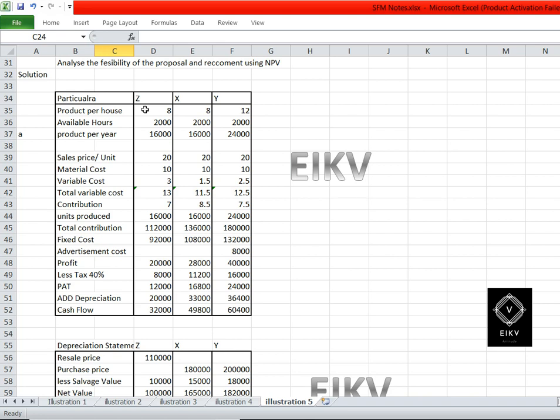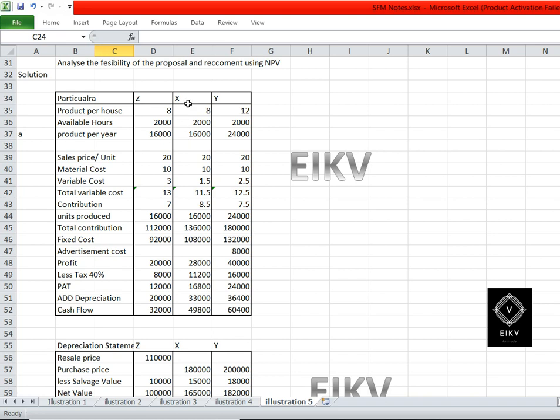For that we need to take production per hour and available hours. Available hours is always 2000, which is given in the question, and production per hour is 8, 8 and 12, which is also given in the question. When we multiply these, we will get the production per year. So here we will get 16, 16 and 24.